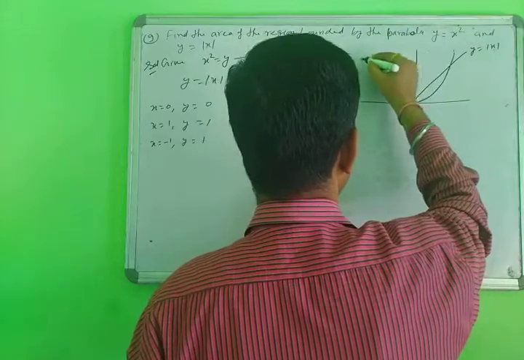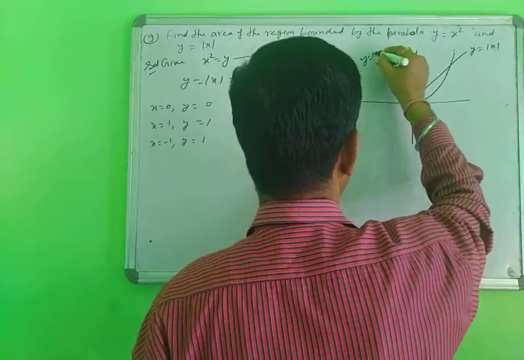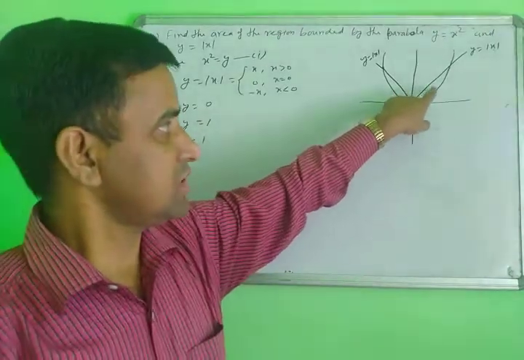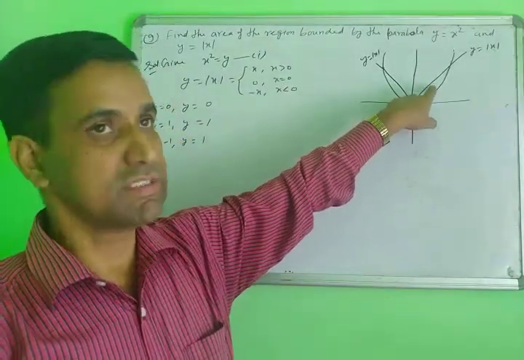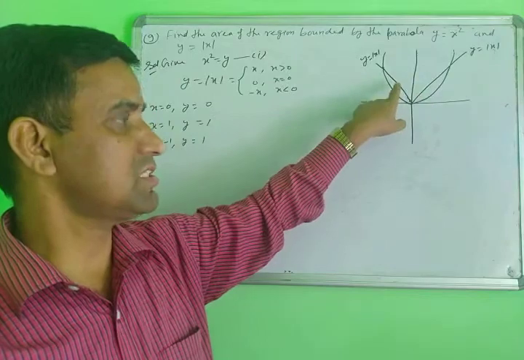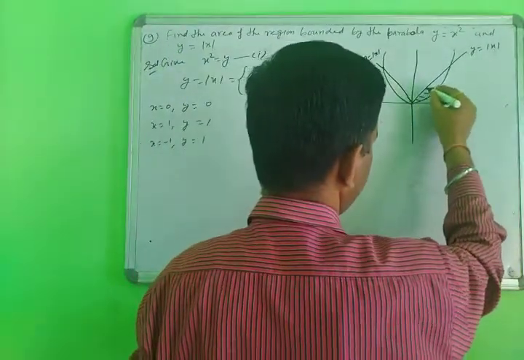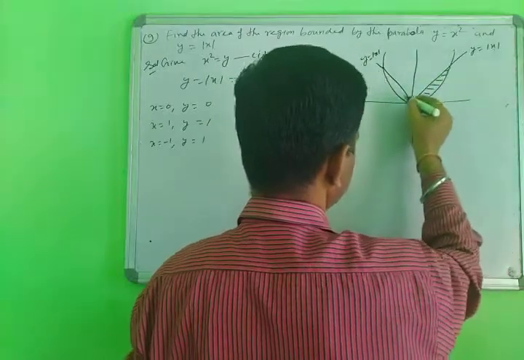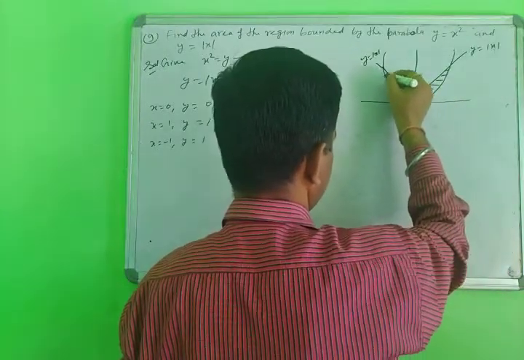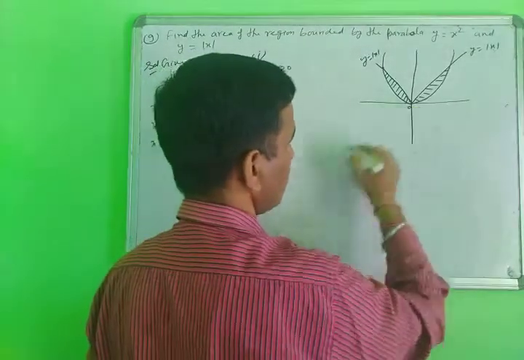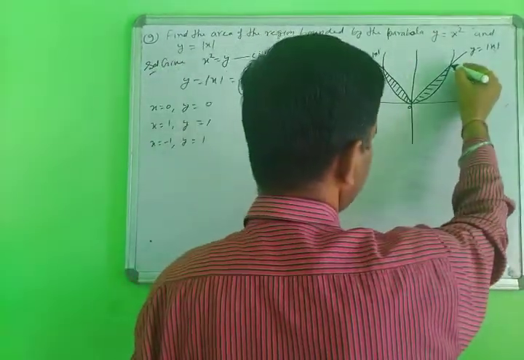This is y equal to mod x also. This portion is the same. So you will find the area of this first quadrant portion, and the same area in the second quadrant. You will find the area of this portion and this portion. And the origin is the point 0, 0. Then draw the diagram here.